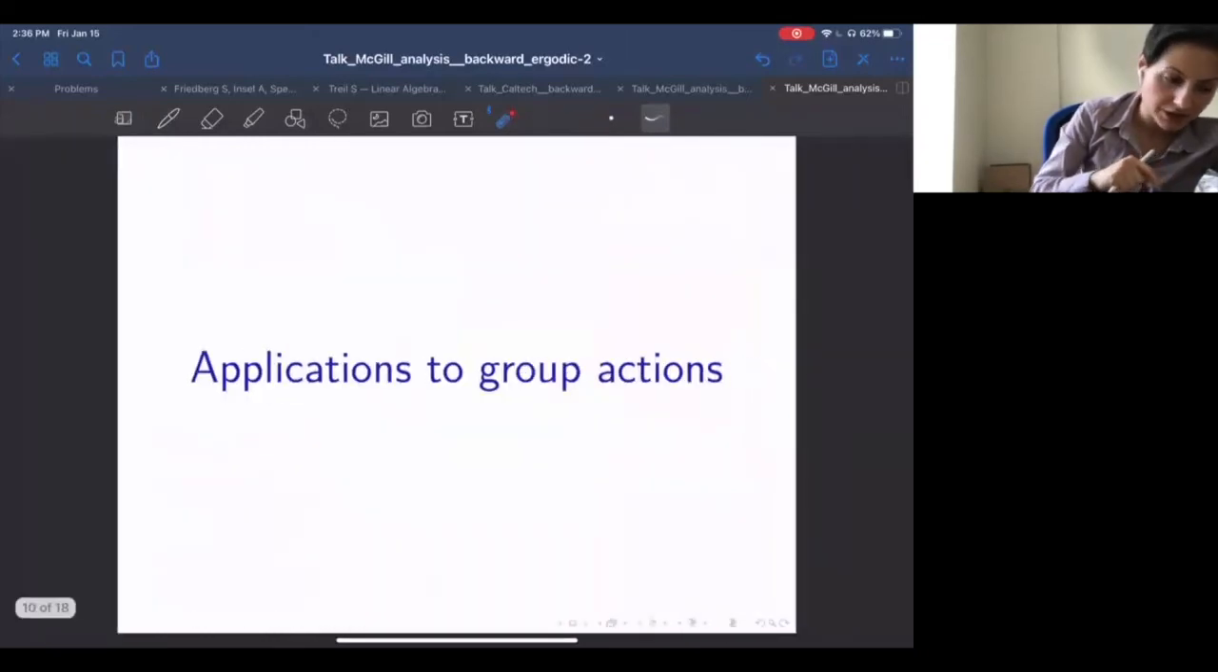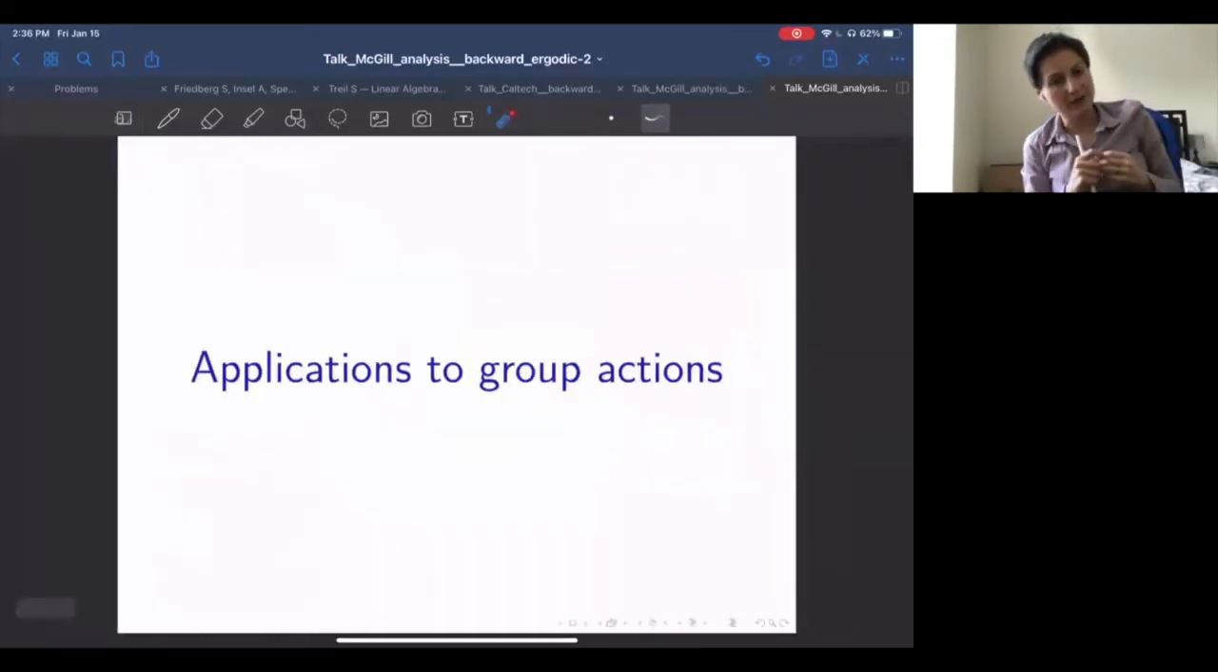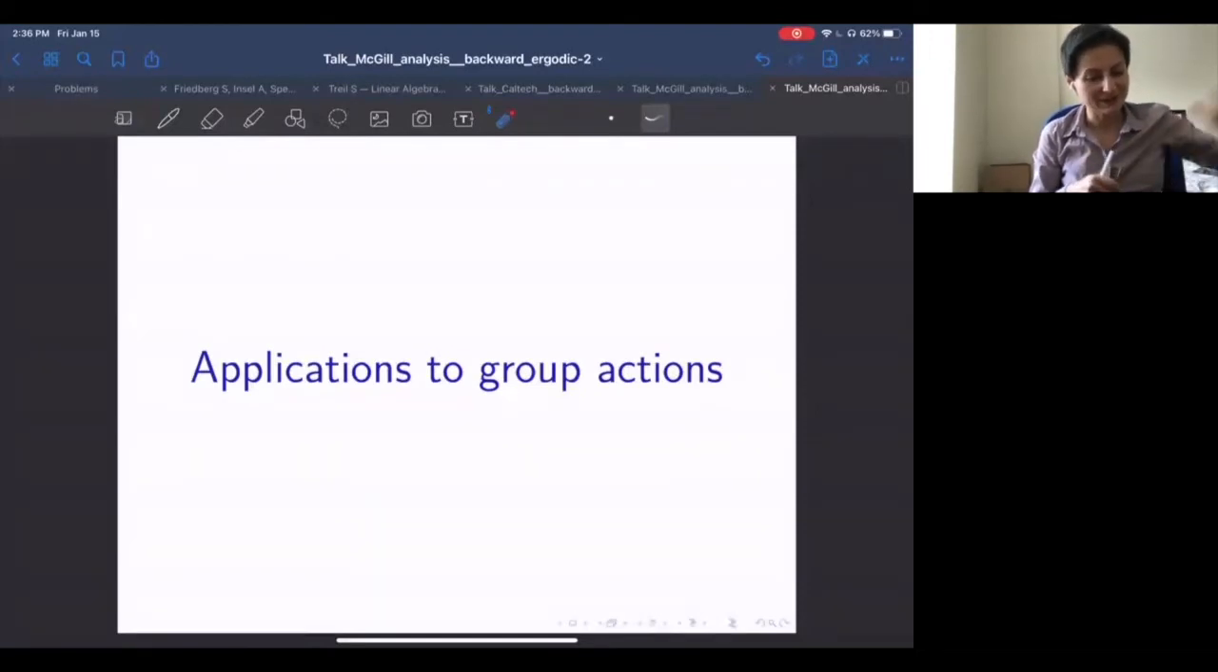Now let's switch gears and move on to group actions, which is really what we were after. But this other theorem somehow is what drives the theorem that we prove for group actions.